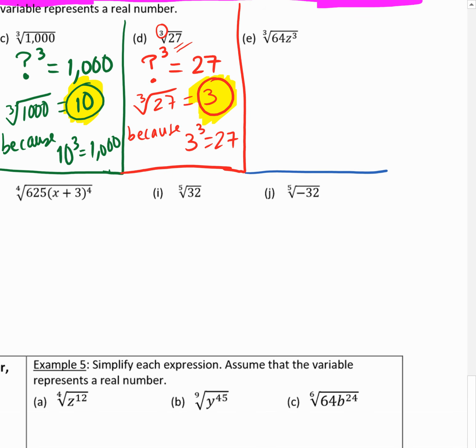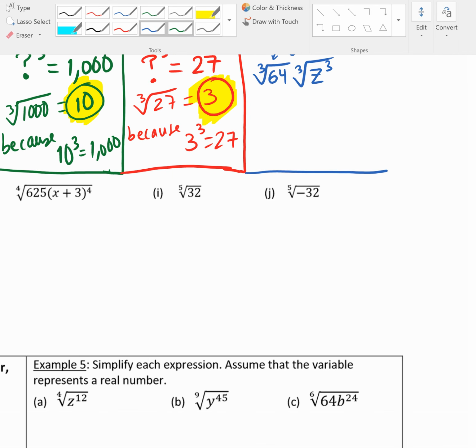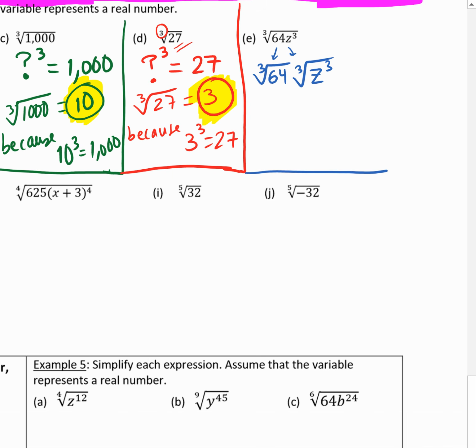Alright, let's try part E. This one looks a lot more complicated because there's a number and a variable. We've seen this before. If you have a root with 2 things multiplying inside, remember you can split up the root. I'm going to think of it as the cube root of 64, and then give the z his own root as well. Okay, the 64, now that's saying, what can you raise to the third power to get 64?